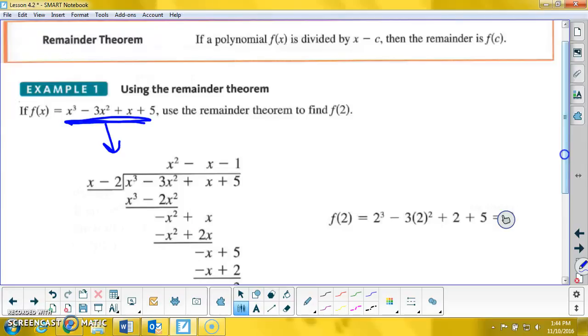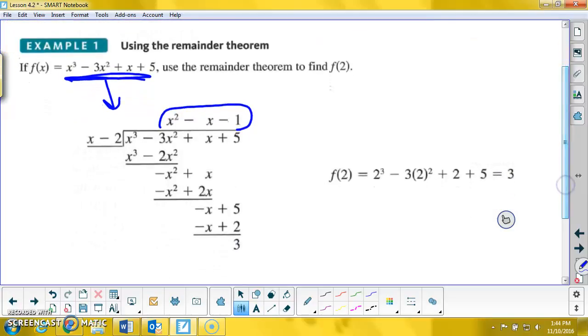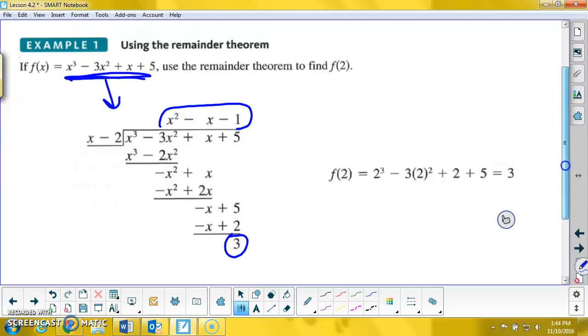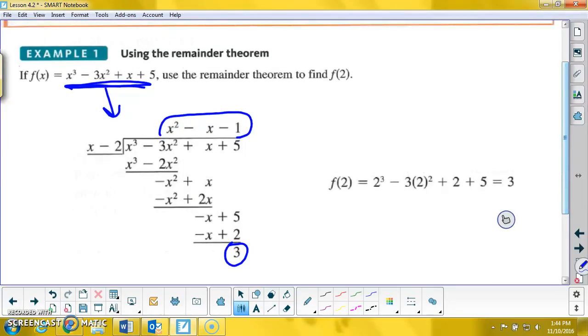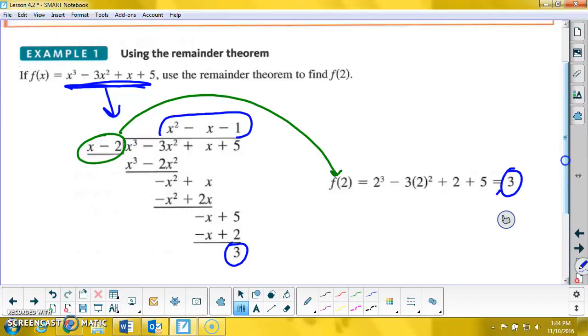You would end up getting a quotient of x squared minus x minus 1. And you'll notice at the very end, at the bottom, you end up getting a remainder of 3. Well, the remainder theorem says that taking this 3rd degree polynomial and dividing by x minus 2 would be equivalent to just plugging 2 into that function. And if you plug 2 into that function, you'll notice that the result you get is the same as the remainder you get when you divide.